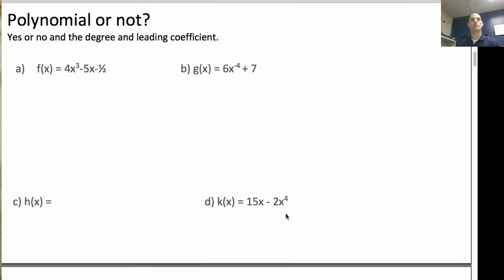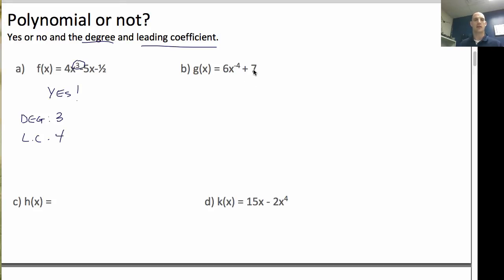So when we look at polynomials, we're asking the question, is it a polynomial or not? So when I evaluate this, I've got 4x cubed minus 5x minus a half. Well, I don't see any radicals. I don't see any x's in the exponents. So this is, yes, this is a polynomial. So give the degree and the leading coefficient. So the degree is the highest degree. So that would be the 3. And the leading coefficient then would be the 4. Okay, so it's a polynomial of degree 3 with a leading coefficient of 4.